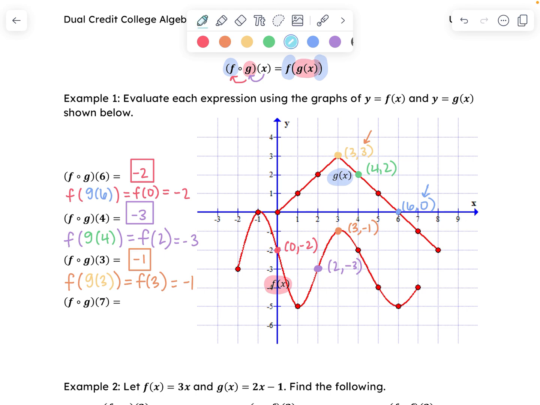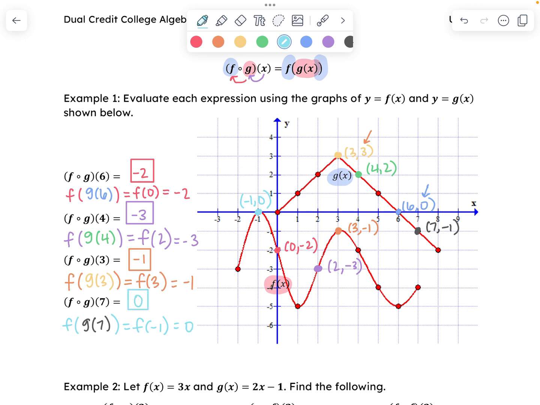And we can use this lighter blue for f of, and gray for g of 7. I'm going to start with my g and go over to 7. Down here, that gets me (7, -1). So now I'm looking for f of -1, which is this point right here, (-1, 0). So my answer is 0.